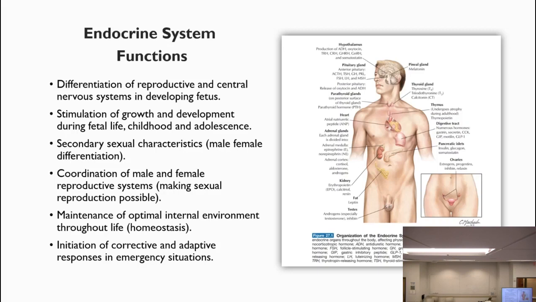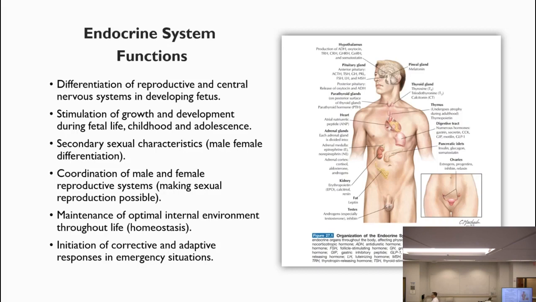It also participates in growth and development. Children grow and develop during all the childhood and also during puberty. It develops the secondary sexual characteristics. The distribution of the adipose tissue is different. The patterns of hair growth are different in males and females, of course, the external genitalia, breasts, muscles, etc. It coordinates the function of the reproductive systems, menstrual cycle, oogenesis, spermatogenesis, all these functions.